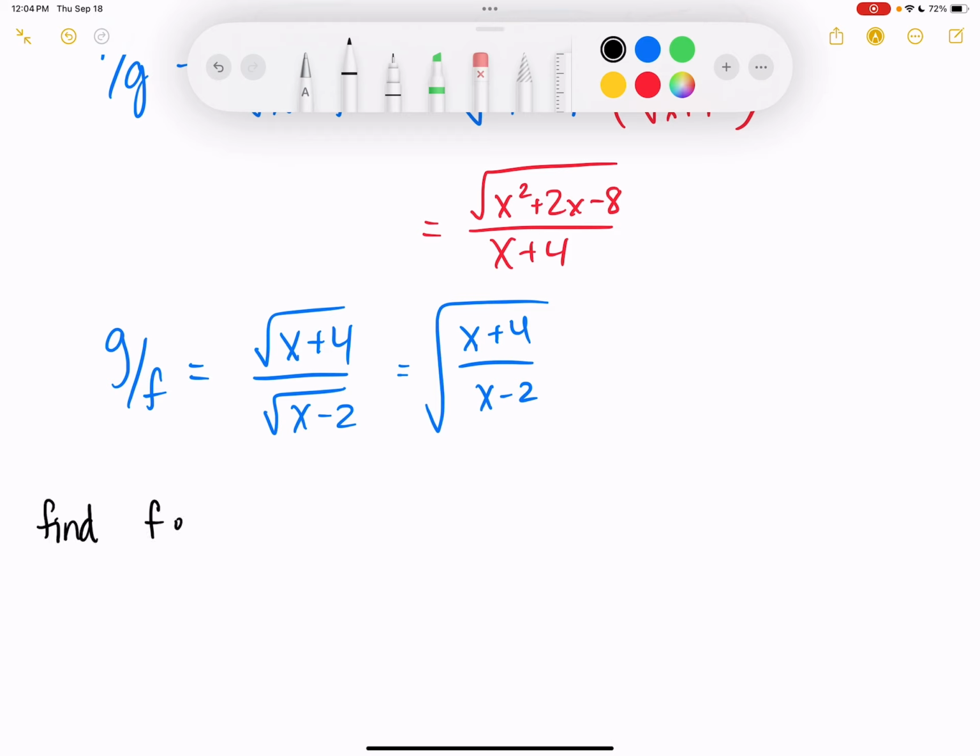Find f of g of 3. This is how this book writes it. And find g of f of negative 2.